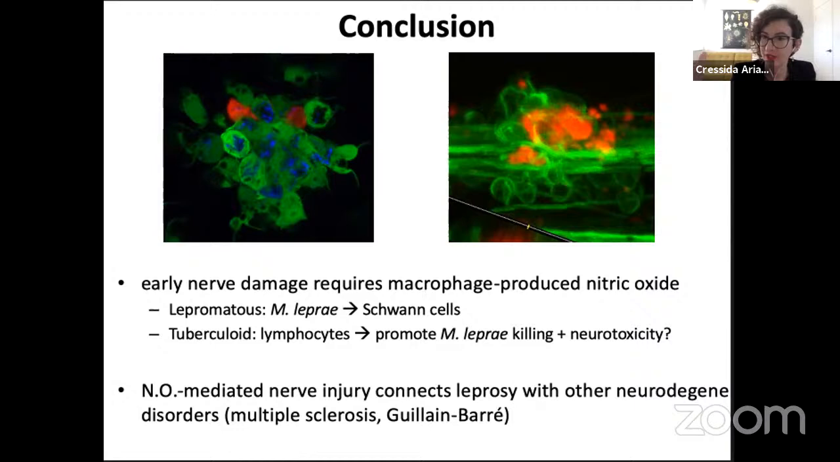And one of the most exciting things I think from this work is that we found a role for macrophage production of nitric oxide.